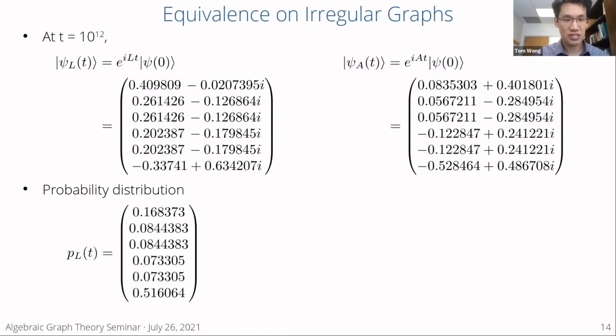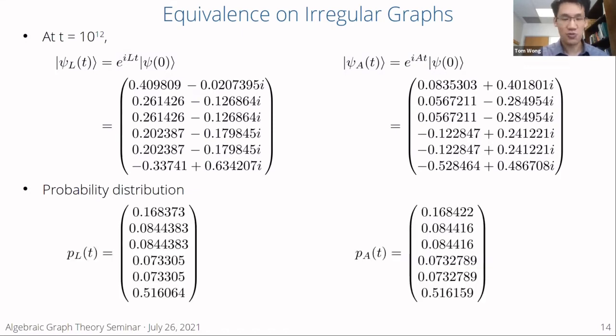And you get this for the Laplacian walk and this for the adjacency walk. And if you look at these closely, they actually now start to differ a little bit. So for example, the probability at vertex 1 is 0.168373. This is 0.168422 instead of 373. And you see for all of these, they actually differ a little bit.